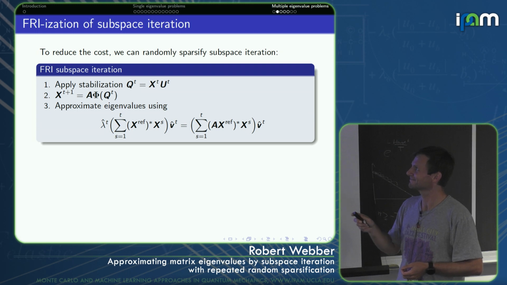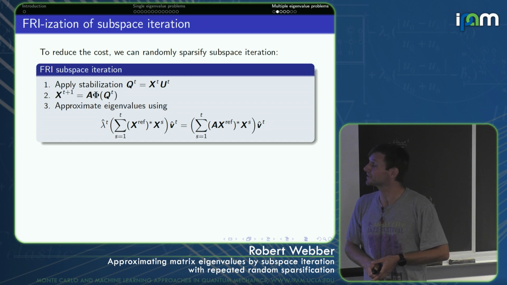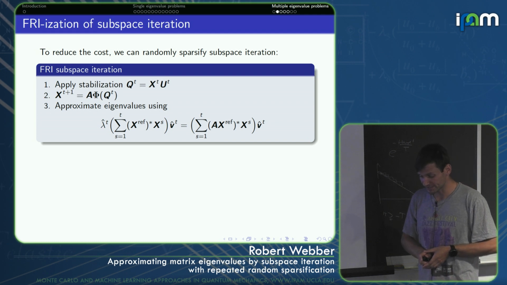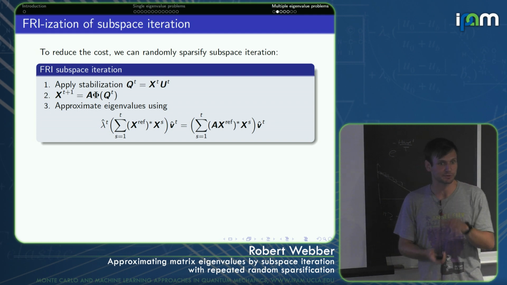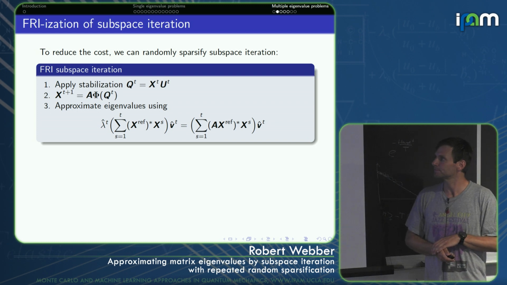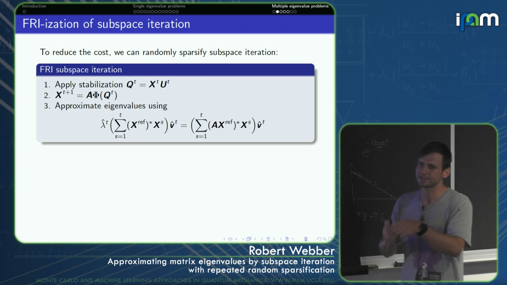FRI-ize it. We're gonna apply the FRI ideas to subspace iteration. To reduce the cost, to get rid of these multiplications with dense matrices that would arise as a result of fill-in, we are going to apply a random sparsification operator in step 2. And that means apply it independently to every column.